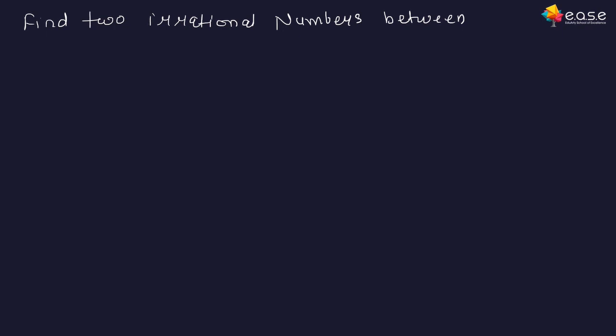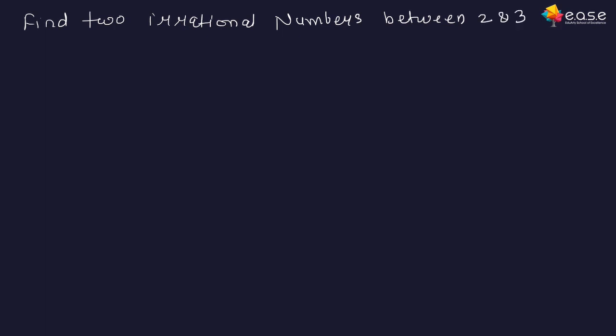All right, let's take one more example. Find 2 irrational numbers between 2 and 3. What will you do here?